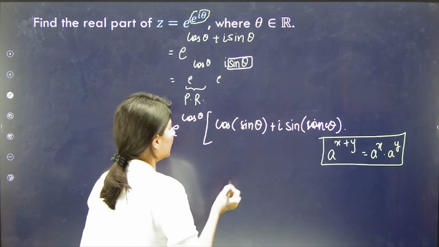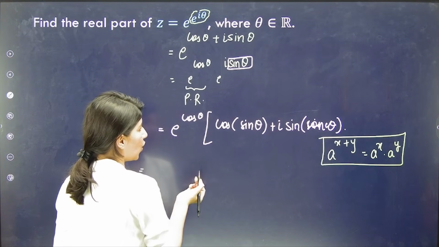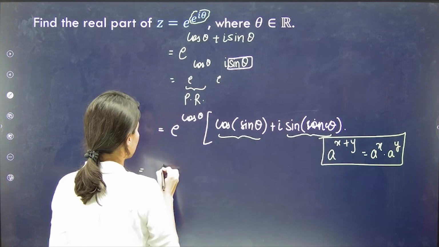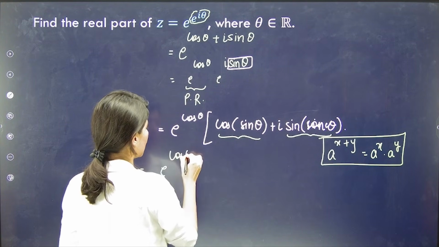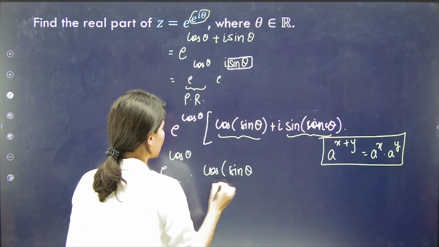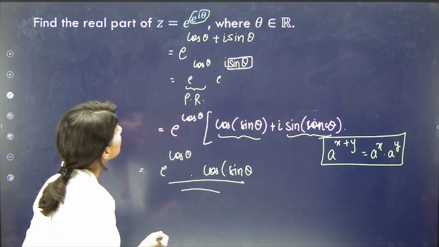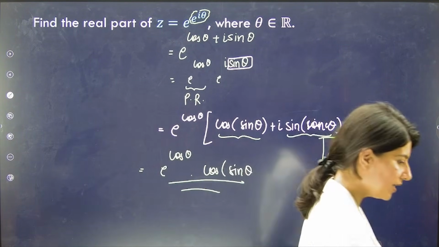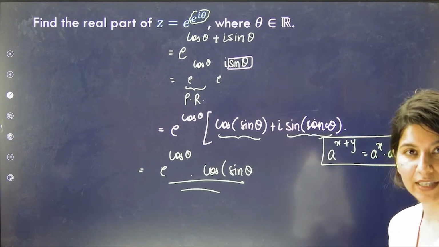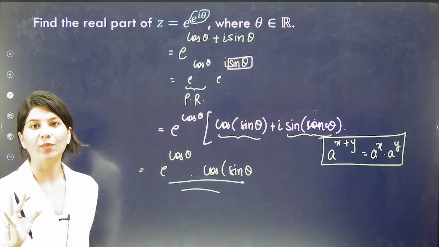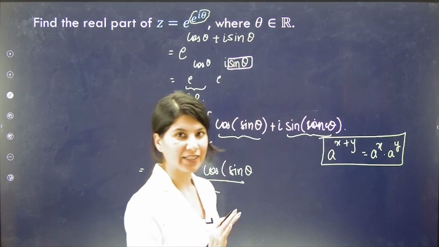Okay. Now multiply. Or you can say this is your real part, this is your imaginary part. Real part will get multiplied with real part, so e raised to power cos theta, cos of sine theta is your real part. And imaginary part will be this product. So find the real part: e raised to power cos theta, cos of sine theta is your real part. Okay, clear? Any doubts, any confusion? Do write in the chat box. Okay.